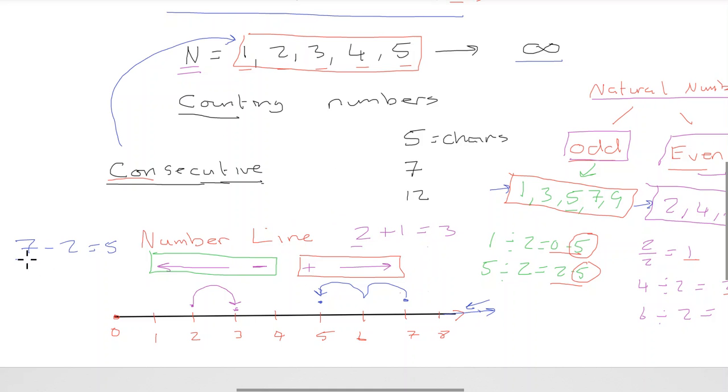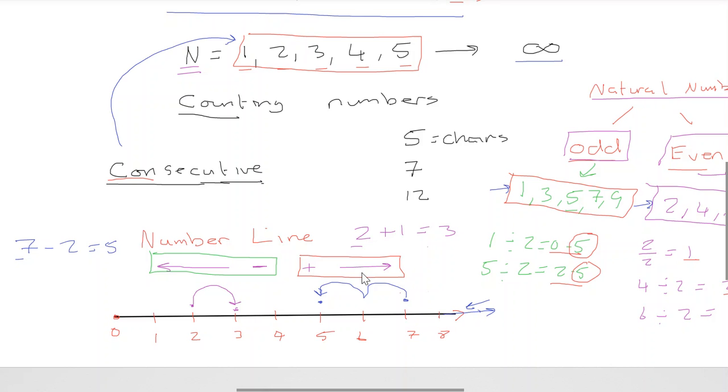We also talked about adding and subtracting, and how you can visualize this on a number line. For example, 2 plus 1 is 3, so you're starting off at 2. When you're adding, you're moving to the right on the number line. When you're subtracting, you're moving to the left on the number line. So in this case, you start on 2 and you move one place to the right because we're adding, and you end up on 3. Likewise, we have 7, so we start off on 7 over here, and we minus 2, so we move 2 places to the left.